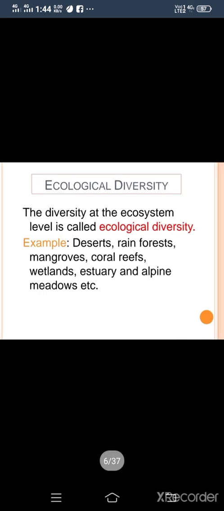Ecological diversity. The diversity at the ecosystem level is called ecological diversity. Examples: deserts, rainforest, mangroves, coral reefs, wetlands, estuary and alpine meadows. So these are different types of ecosystems. In these ecosystems there are different types of diversity of the living forms, and that we study under ecological diversity. So now let us move on to one or two examples with respect to ecological diversity.